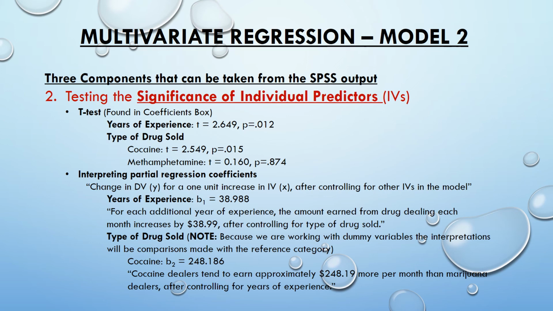So you see that B1 equals 38.988. So we could interpret that by saying for each additional year of experience, the amount earned from drug dealing each month increases by $38.99 after controlling for type of drug sold, which is the other independent variable in the model. And then one of the things that I'm not going to go into great detail here, but I'll just sort of mention it.